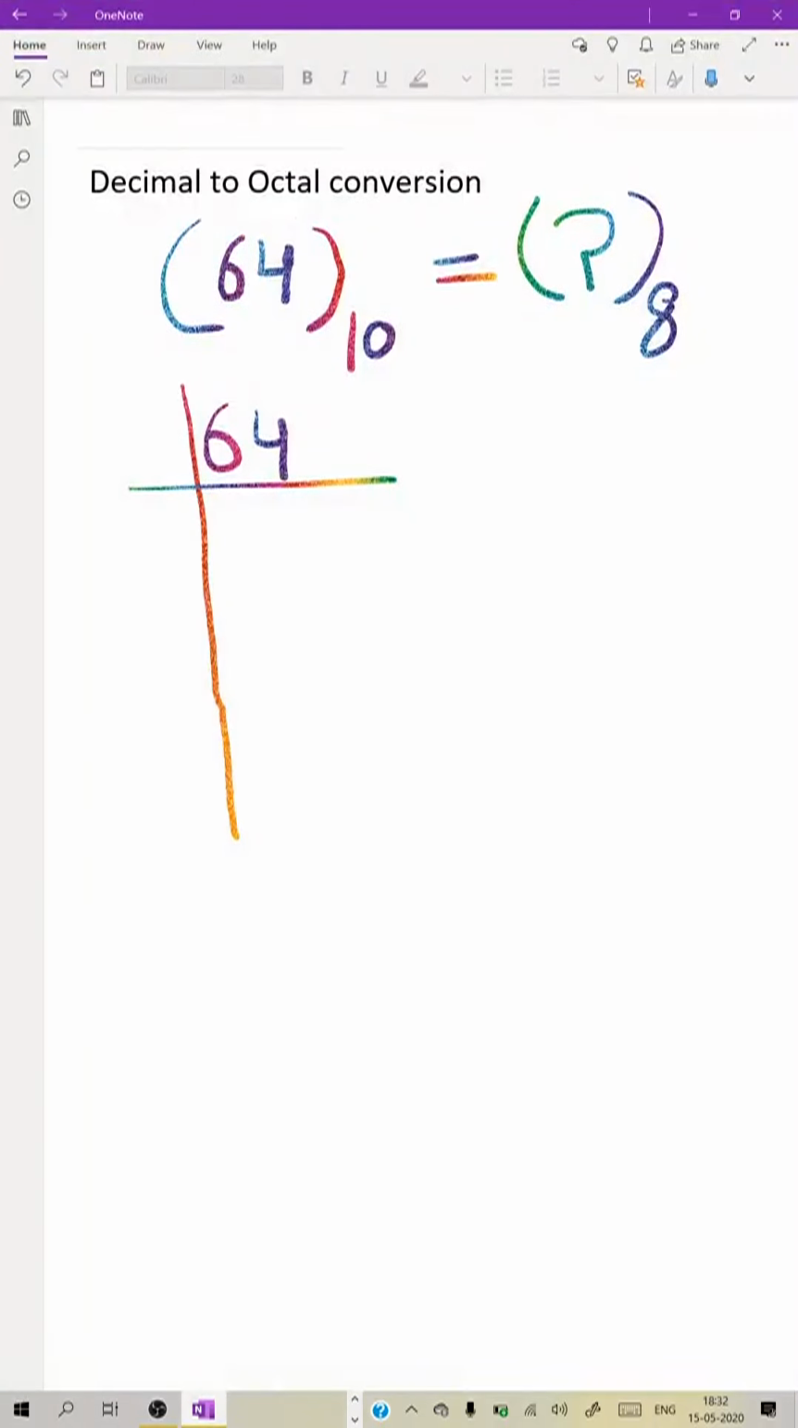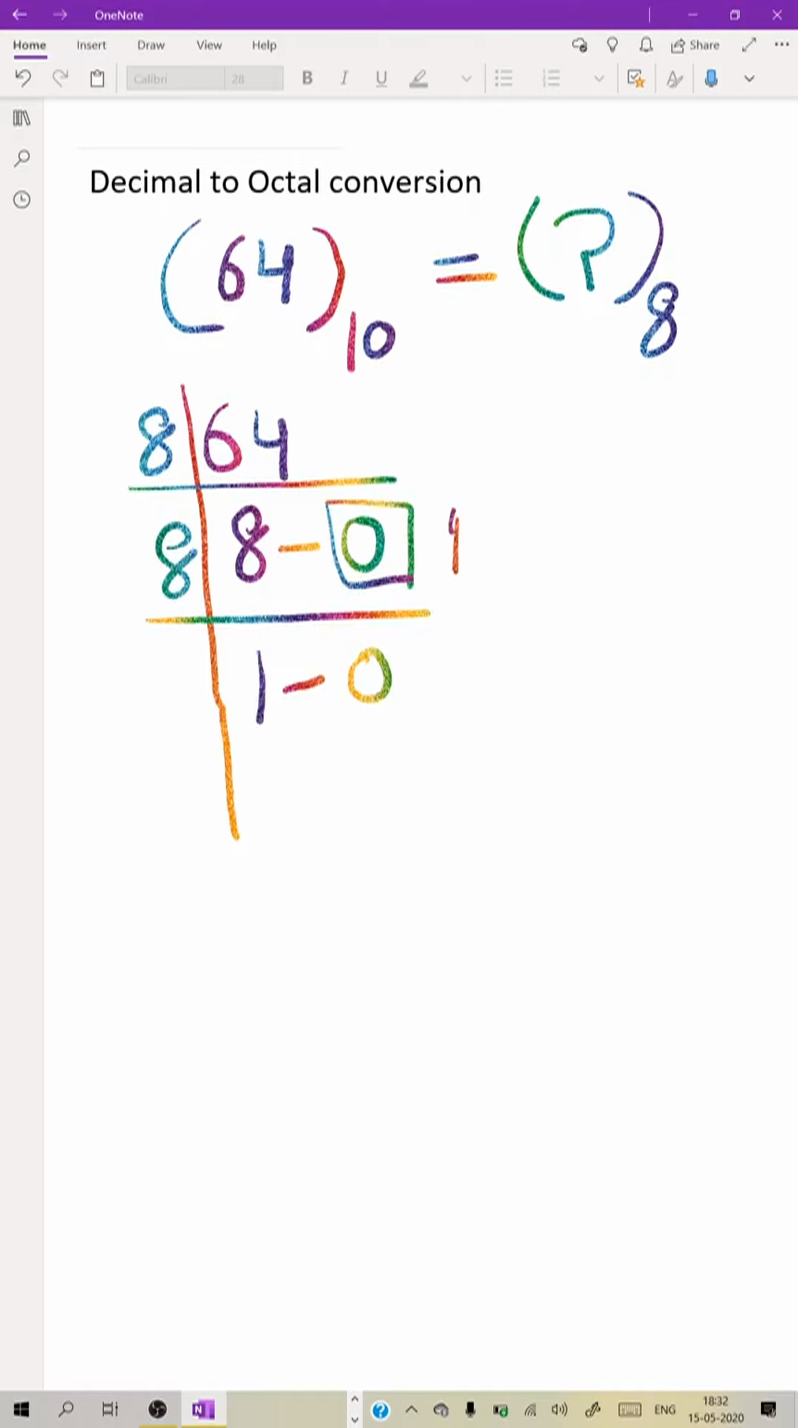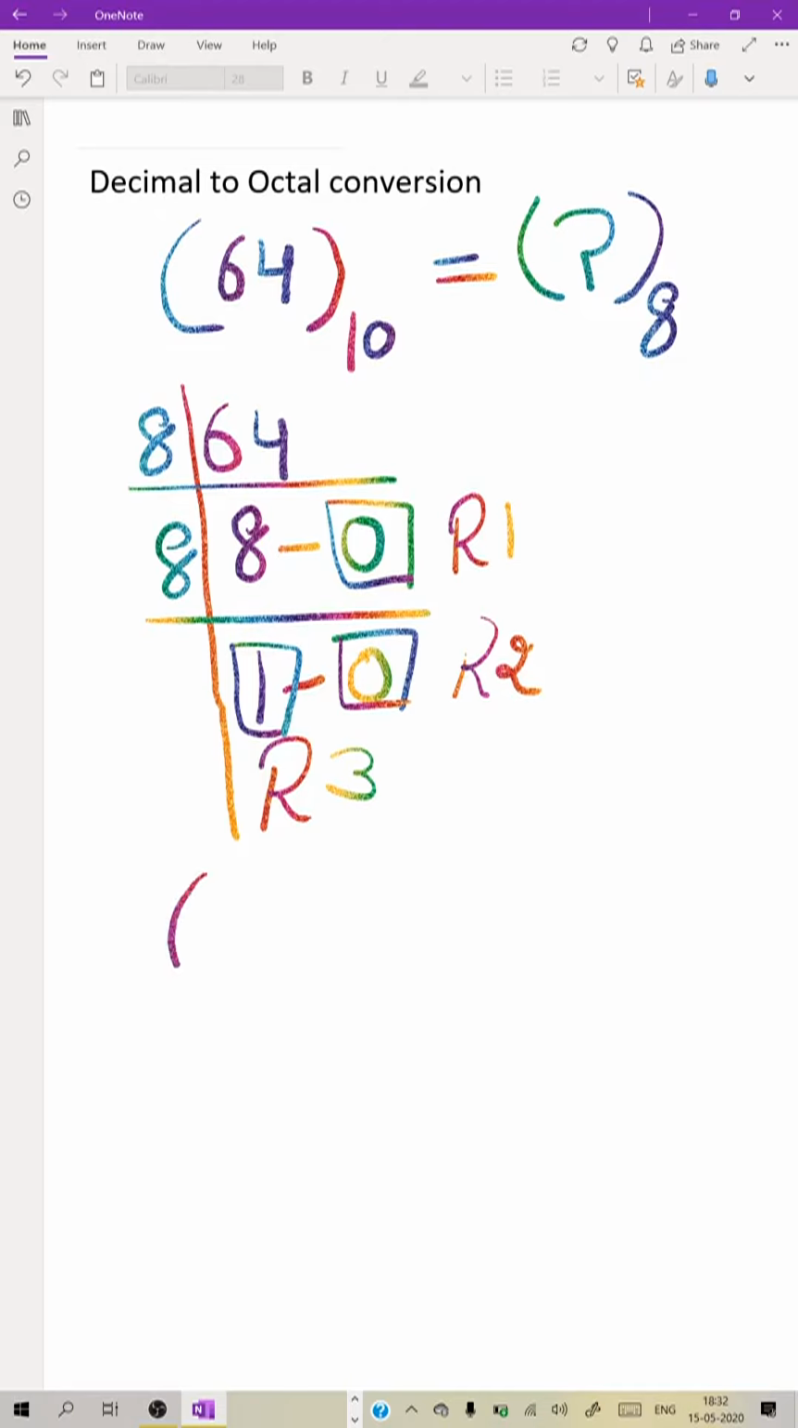So you can write here 8 8s are 64. Remainder is 0. Again you can divide by 8. 8 1s are 8. Remainder is 0. So here is your remainder 1, this is your remainder 2, and this one is your remainder 3. We always start writing our answer from the last remainder, bottom to top. So first write down remainder 3, which is our 1.